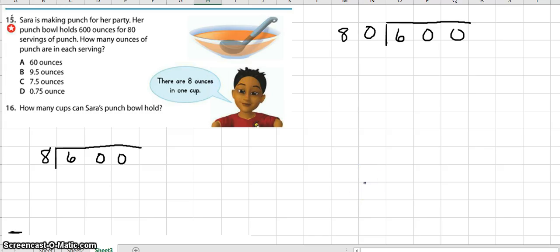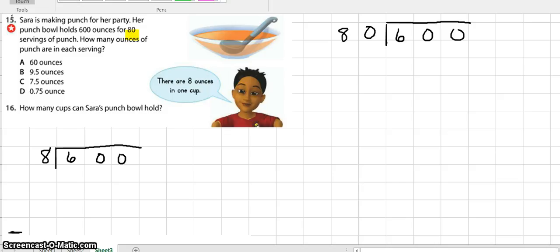So our next one is 15 and 16. It says Sarah is making punch for our party. Her punch bowl holds 600 ounces for 80 servings of punch. How many ounces of punch are in each serving? So 600 is our whole that we're going to be splitting up, and we need to split it into 80 groups.